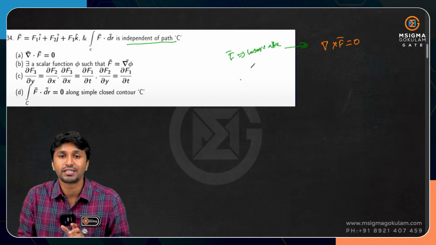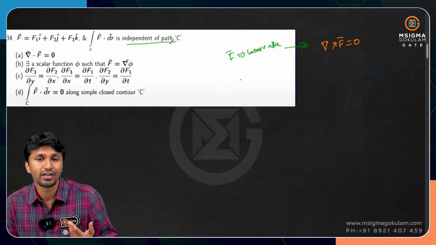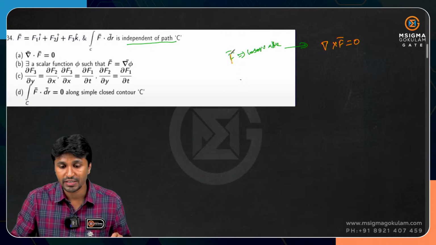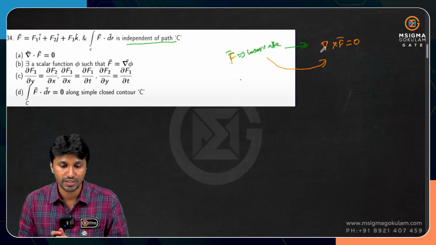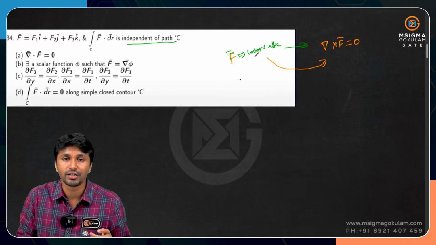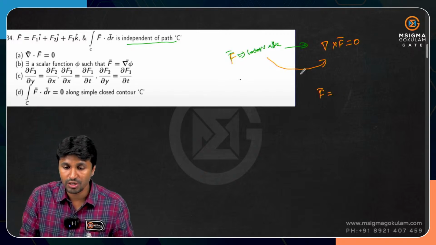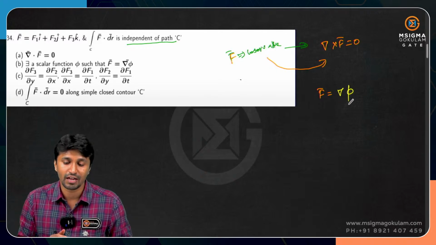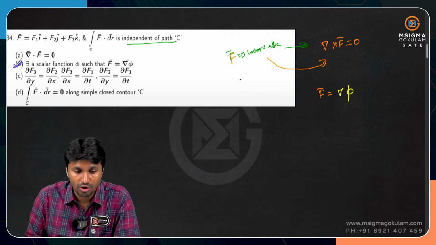How did I arrive at this conclusion? Because it is mentioned that this integral is independent of the path, which we have learnt in electrostatics. So F bar is essentially a conservative field, and the condition for a conservative field is nothing but del cross F equal to 0. If F bar is a conservative field, obviously a scalar function will exist. So F bar is equal to del, that is, the gradient of a scalar function. Therefore option B is correct.